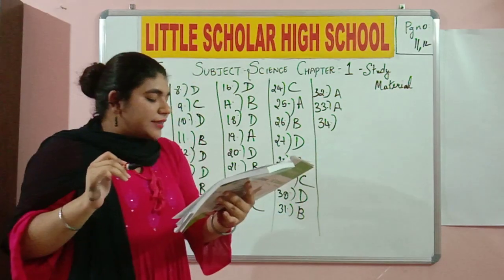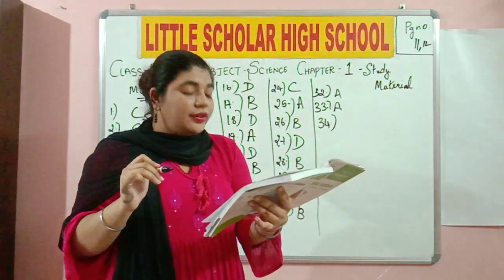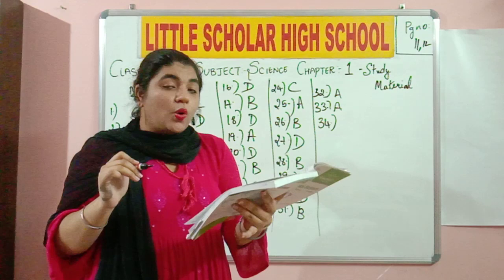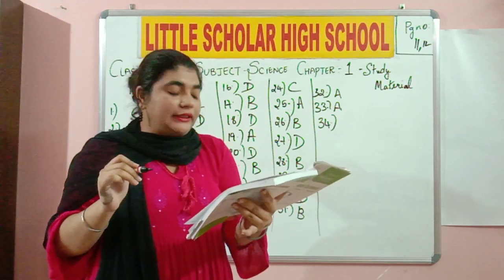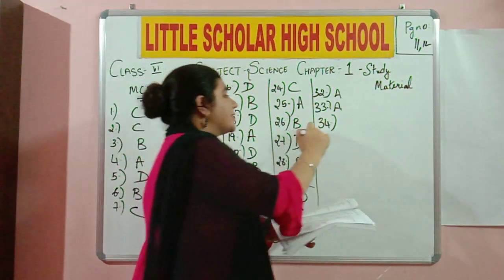Which of the following gives eggs? Does the cow give egg? No. Does the goat give egg? Does the donkey give egg? No. All three of them give milk. Because the duck gives eggs.